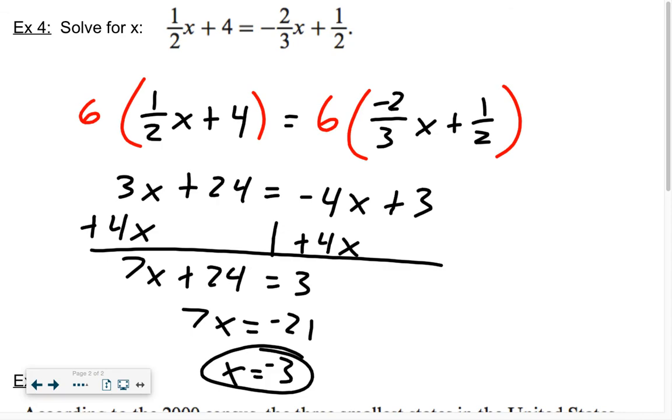This is a skill I'd like you to get better at because it is going to be very, very helpful. Because in the future you're going to be dealing with these problems where the fractions are not very nice to work with.